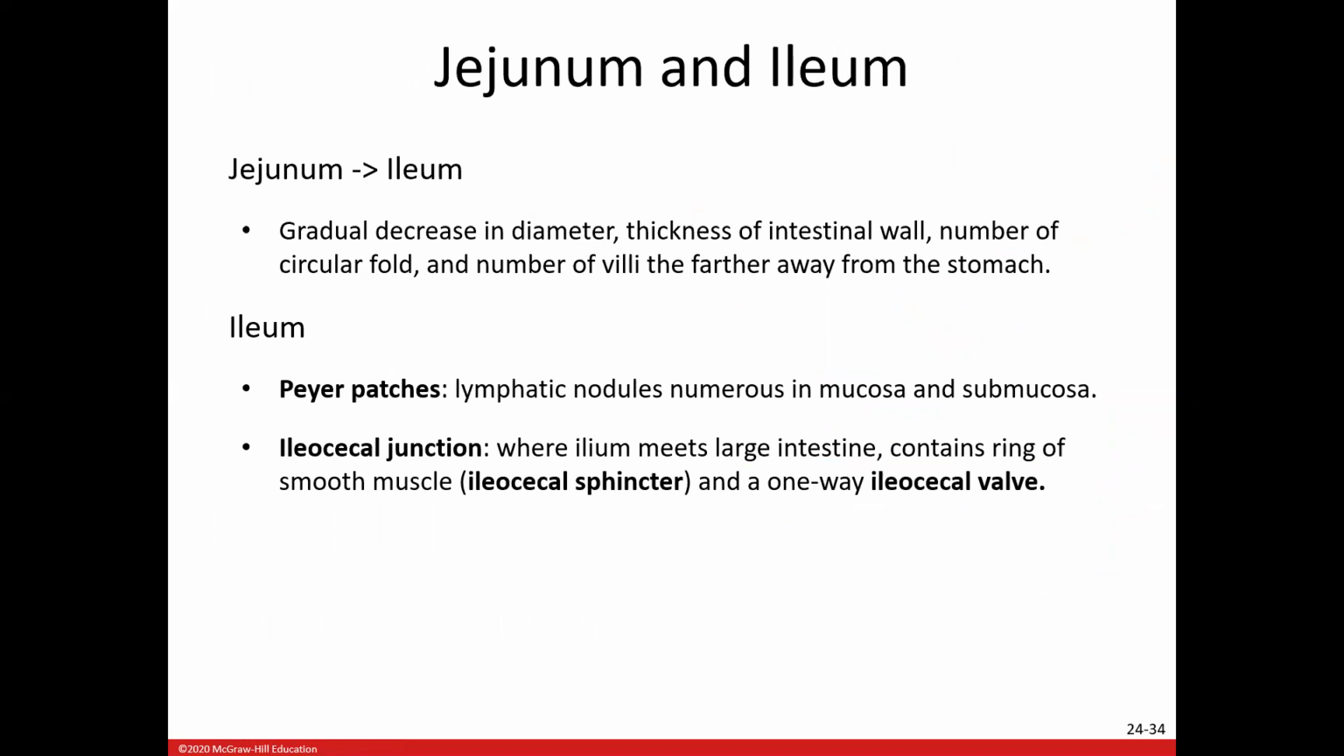So next part of the small intestines are the jejunum and ileum. As we move from the jejunum to the ileum, gradually we have a decrease in the diameter of the actual tube that the food's moving through. The wall isn't as thick. We don't have as many of those circular folds and villi, so we're not having as much surface area. Thus, because of this, we don't have as much absorption as we move from the jejunum to the ileum.